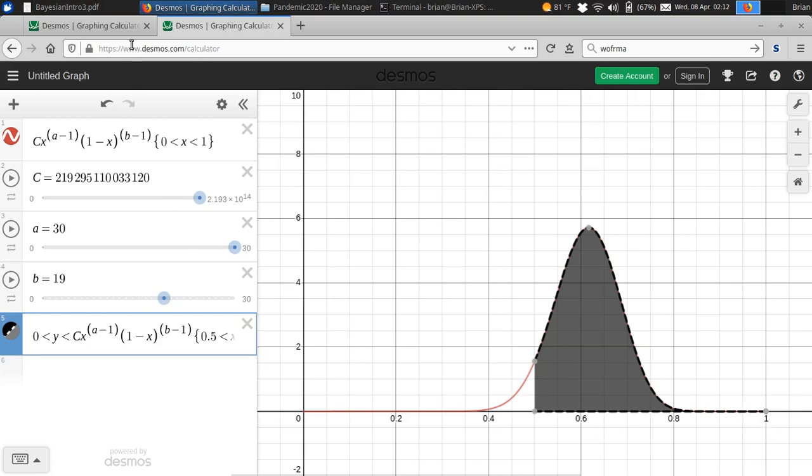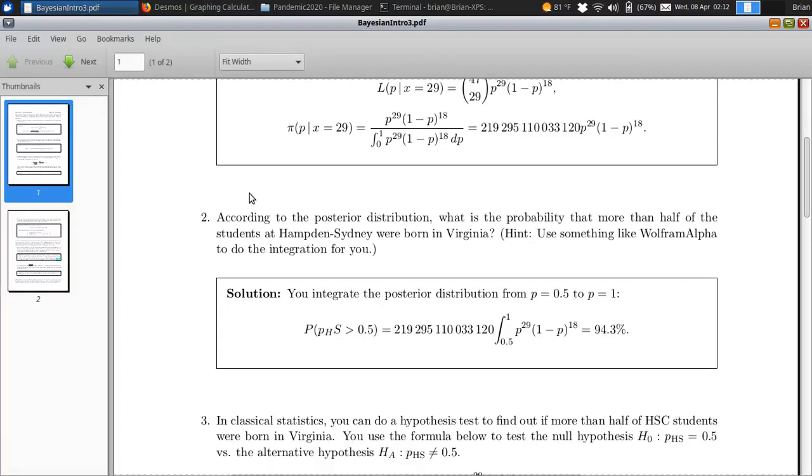When I did that using Wolfram Alpha, I got a 94.3% chance that you get a result bigger than 0.5. And I typed this in wrong. That should be the probability subscript Hampton-Sydney. So a little LaTeX error. Anyway, but there we go. The probability that the proportion of Hampton-Sydney students who were born in Virginia is greater than 0.5 is something we can actually calculate in Bayesian statistics.